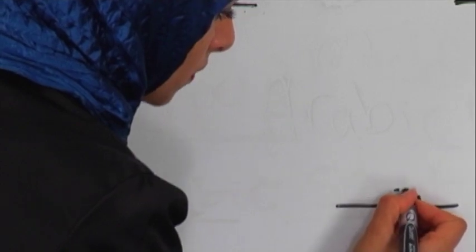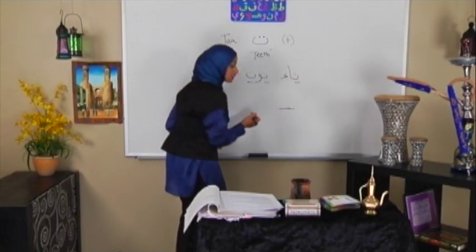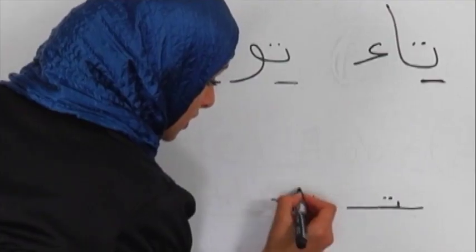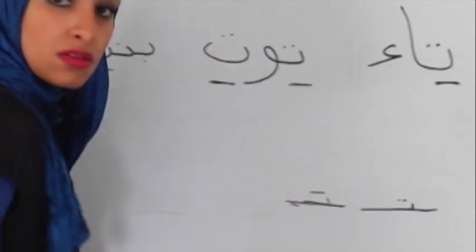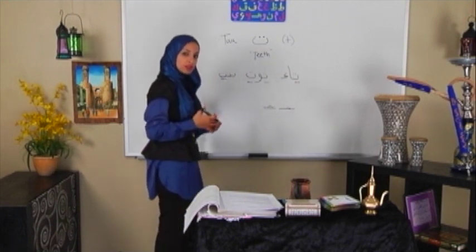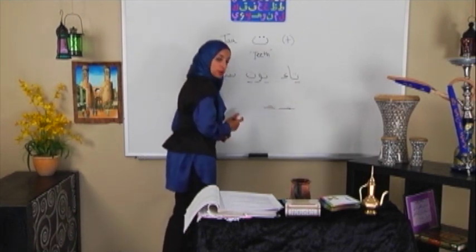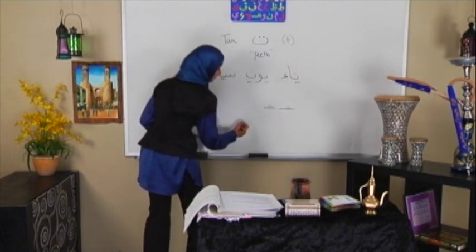Now, sometimes you'll see the two dots, and at other times, the dots may be connected. So this is just to get you familiar with how it would look on a text. Both of these are how the ta would be written in the beginning of a word.